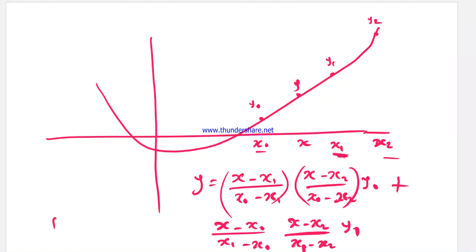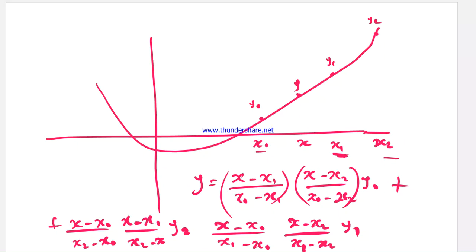Then we continue. We have plus x minus x naught, now taking x2 as reference, all over x2 minus x naught multiplied by x minus x1 all over x2 minus x1 multiplied by y2. So the addition of all this will give us an accurate y. So it continues. Even if we have more than 3 points, 4 points, the principle remains the same.